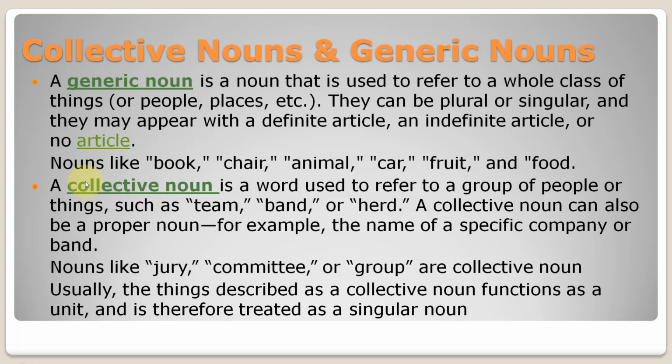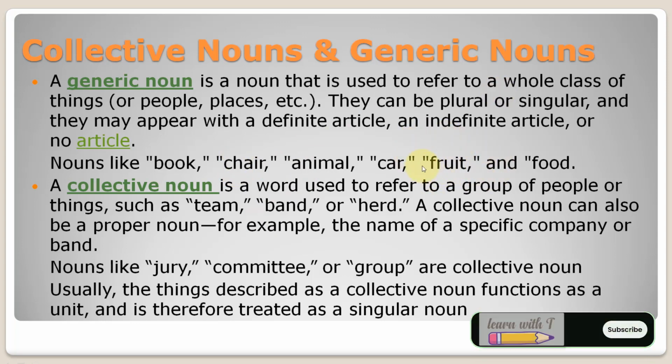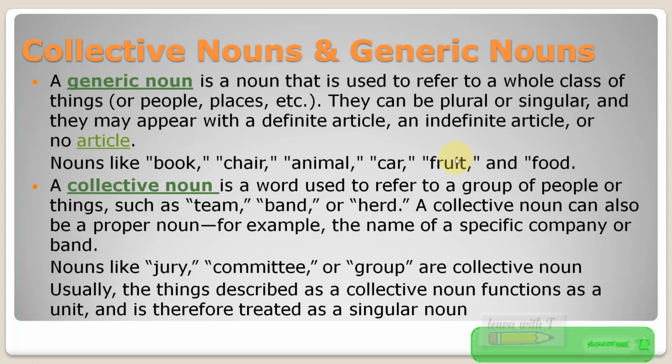Collective noun is actually also the name of a group of people or things, such as team, band or herd. But a collective noun actually refers to one particular group, like a bunch of bananas. Banana is a fruit, and fruit is a generic name which has been divided into further subclasses, like class of bananas, class of apples, class of oranges, class of grapes, etc. But collective nouns actually refer to only one group.